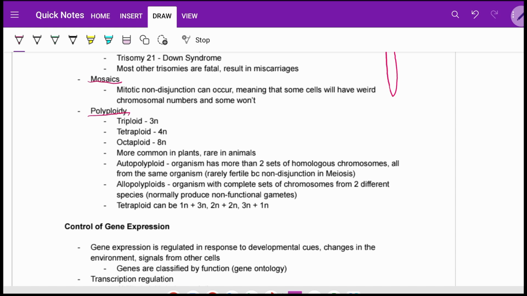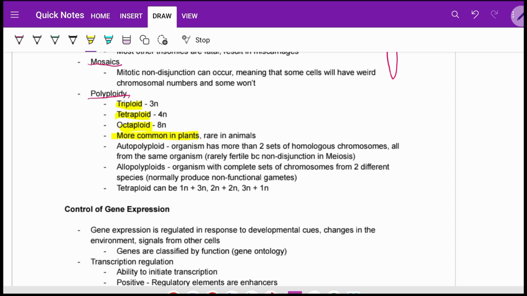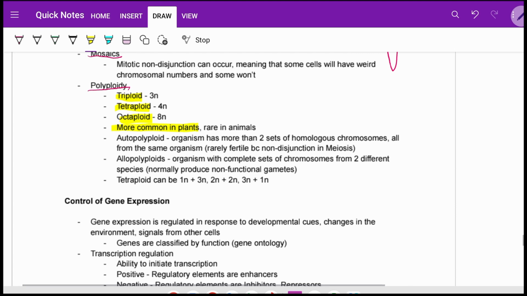We have polyploidy, which means you obtain a whole extra copy, and these have a few terms you should know. We have triploid, 3n, tetraploid, 4n, octoploid, 8n. If you know prefixes, those are pretty easy to remember. These are a lot more common in plants. They're really rare in animals because when it happens in animals, especially mammals, it's pretty much a death sentence as well. But plants sometimes have a ton of copies of chromosomes. It's pretty cool.